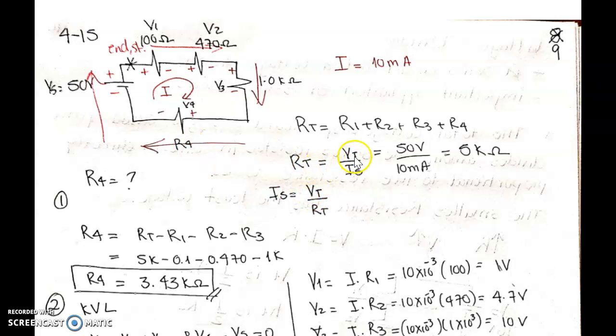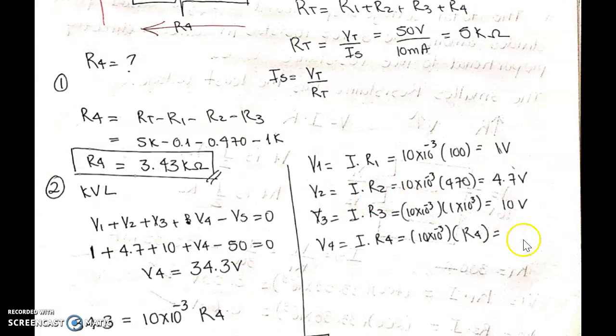So R total is V total over I total. So it's 5 kilo ohms. I know that R total is going to be R1 plus R2 plus R3 plus R4. So if I solve for R4, R4 is going to be R total minus R1 minus R2 minus R3, which is 3.43 kilo ohms.